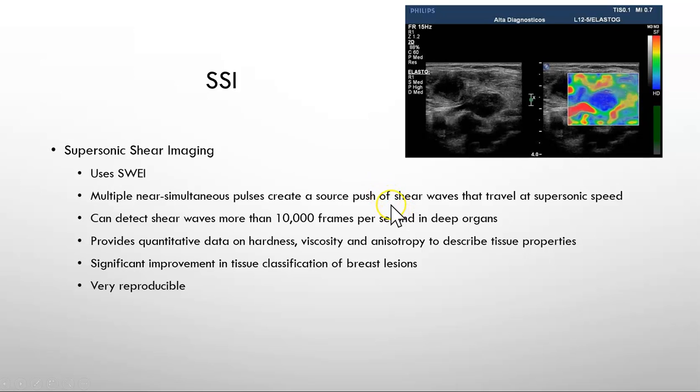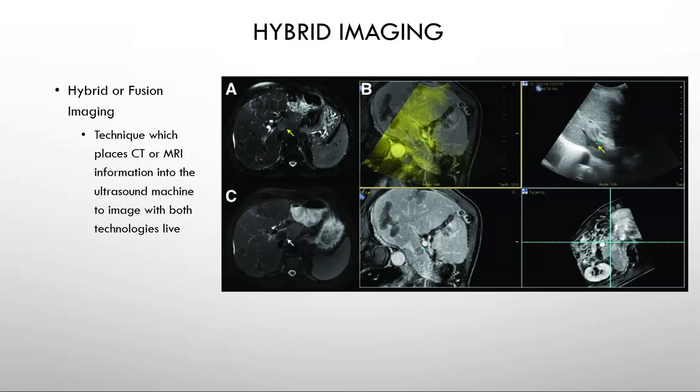Then there's something called supersonic shear imaging, which uses the shear wave elastography imaging to produce multiple near simultaneous pulses that travel at supersonic speed, and this can then detect shear waves at more than 10,000 frames per second in deep organs. So this is turning out to be the very best method of elastography.